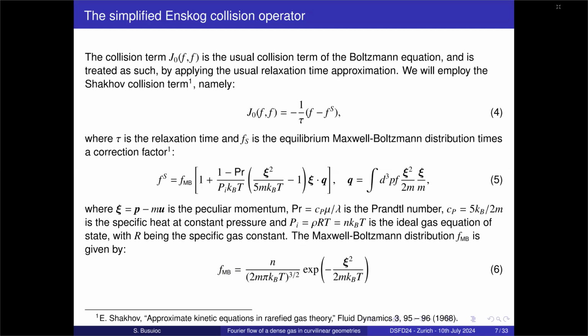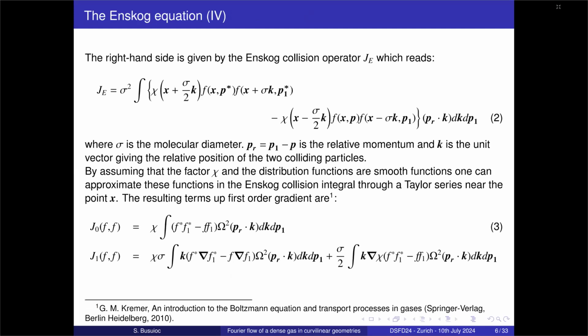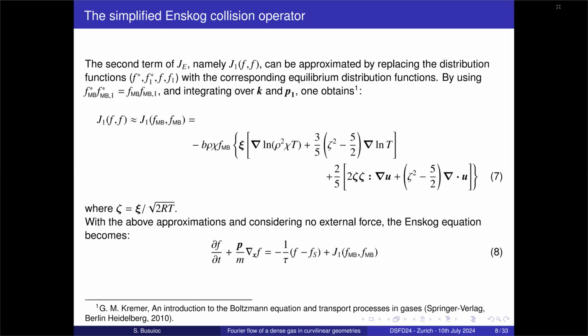And then for the second term, the more complicated one, J1, I have to do a further approximation and say all my distribution functions are local Maxwellians. So I could do some calculations, and then I end up with equation 7. This will be the approximation of the total Enskog collision integral. This involves only gradients of macroscopic quantities, so it's quite simple. The equation that I want to solve is basically equation 8, in which I have the relaxation time approximation plus a correction term for Enskog, for this J1.